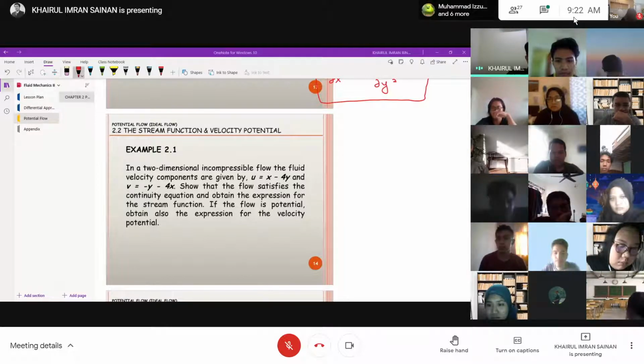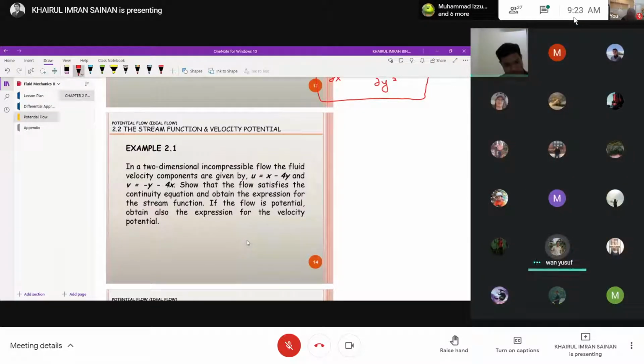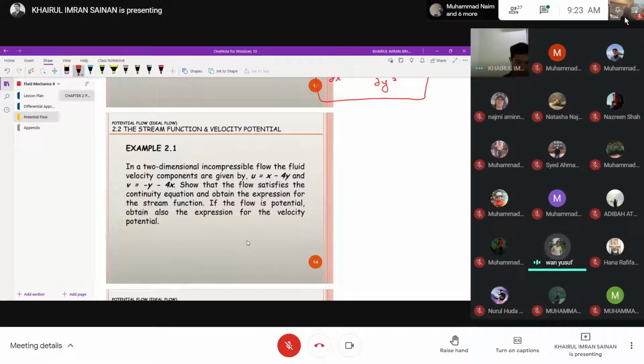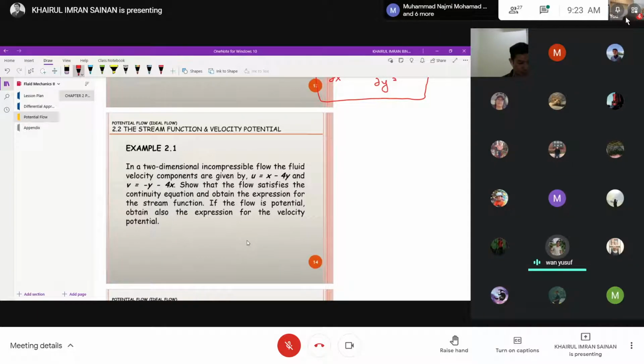Read this example. In a two-dimensional incompressible flow, the fluid velocity components are given by u equals x minus 4y and v equals negative y minus 4x. Show that the flow satisfies the continuity equation and obtain the expression for the stream function. If the flow is potential, obtain also the expression for the velocity potential. Alright, thank you.